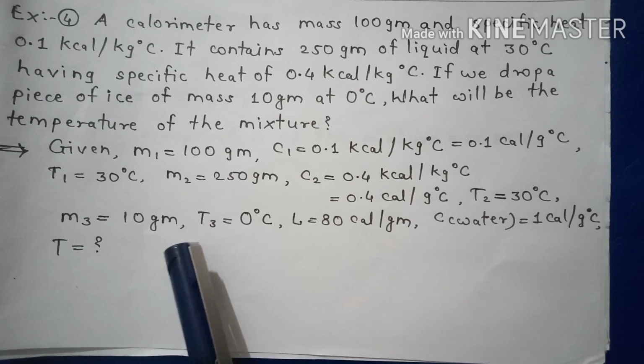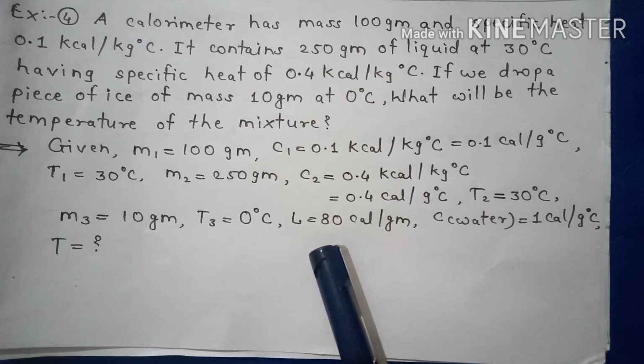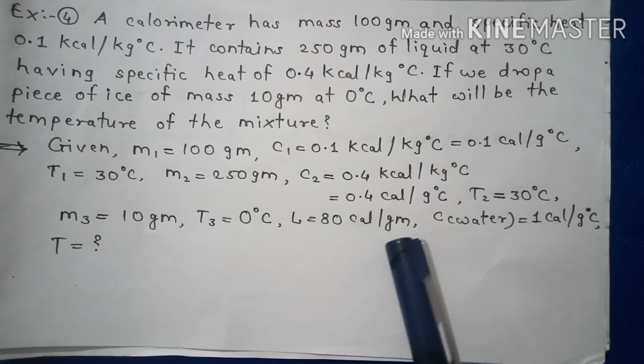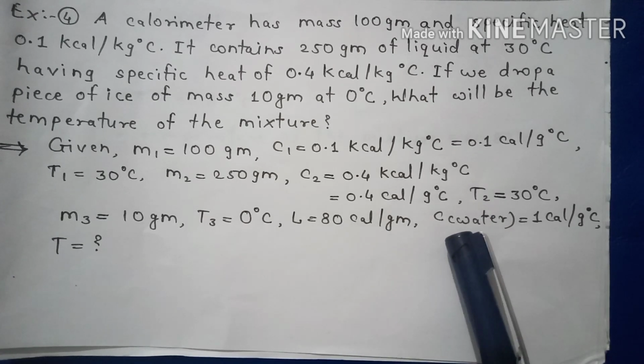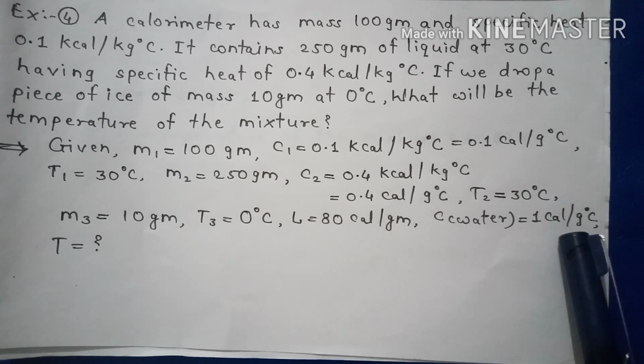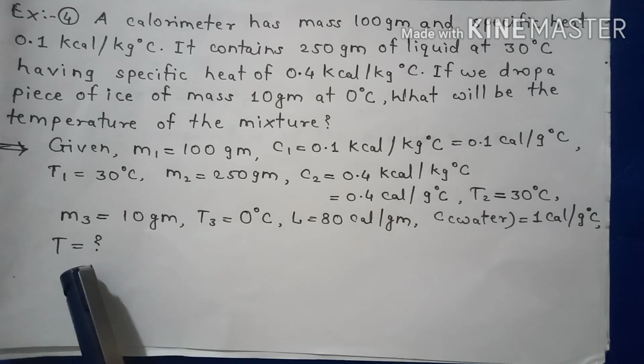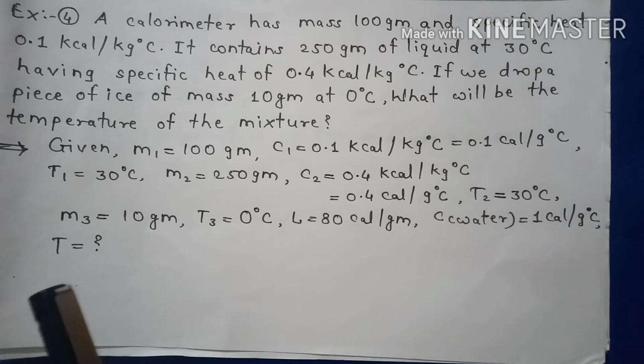M3 is given, that is 10 gram. T3 is 0 degree Celsius. L is equal to 80 calorie per gram. And the specific heat of water, that is C of water, is 1 calorie per gram degree Celsius. And here we have to calculate the temperature of the mixture.